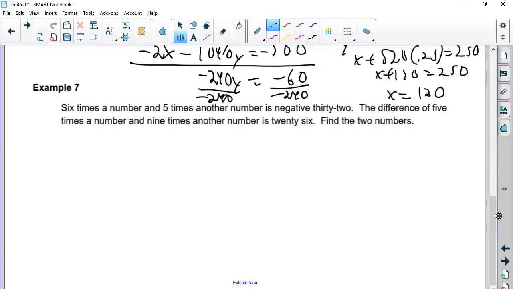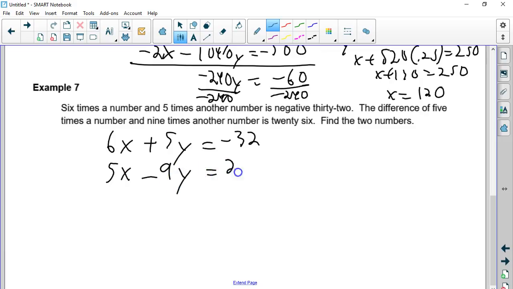6 times a number and 5 times another number is negative 32. Okay? This one is where you just basically translate it. So 6 times a number and, which means plus, 5 times another number is negative 32. Now your next line is the difference, so you know you have subtraction, of 5 times a number and 9 times the other number is 26.